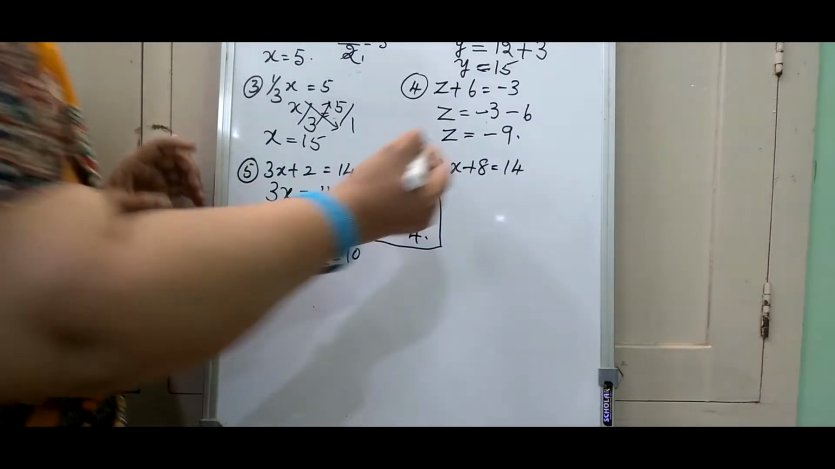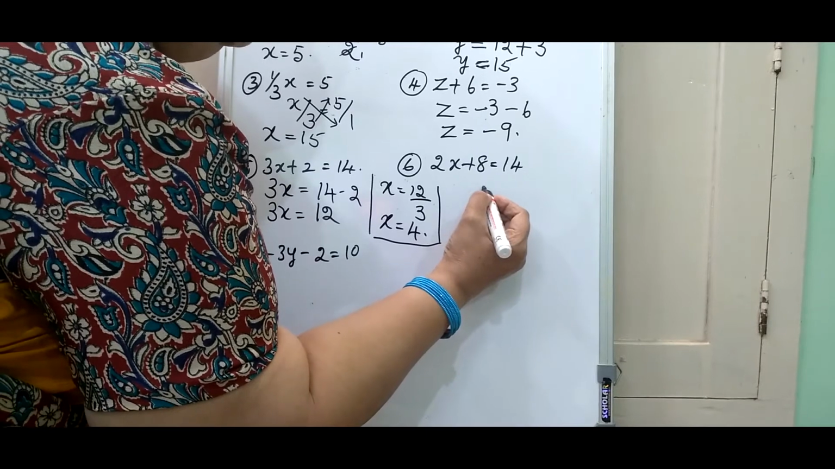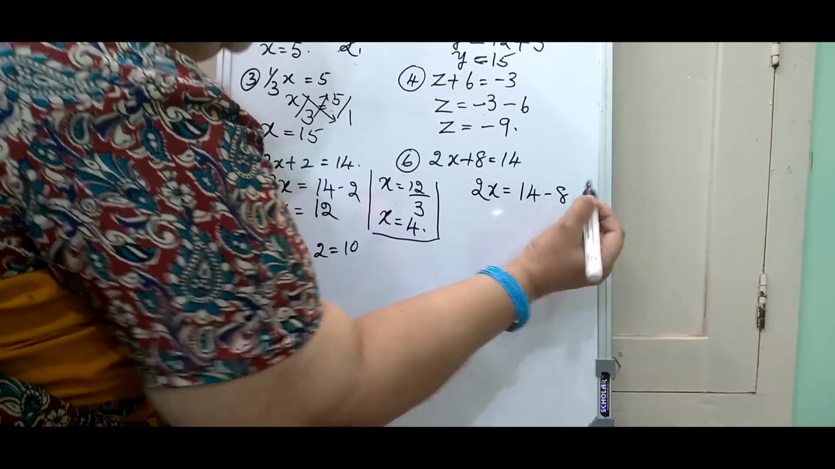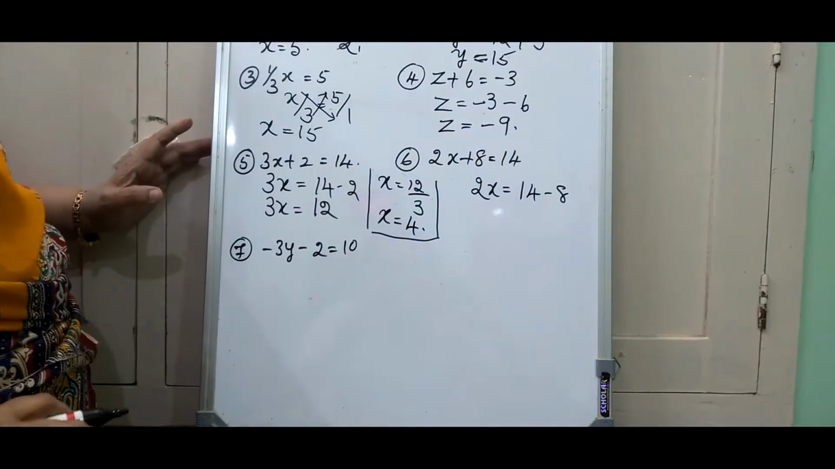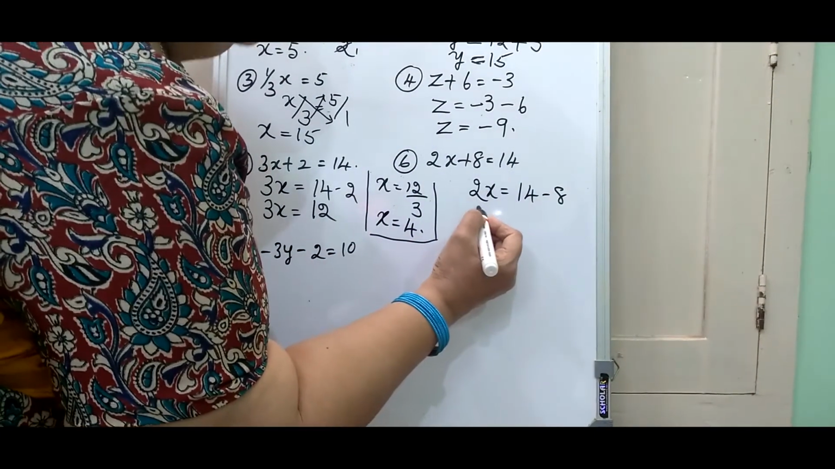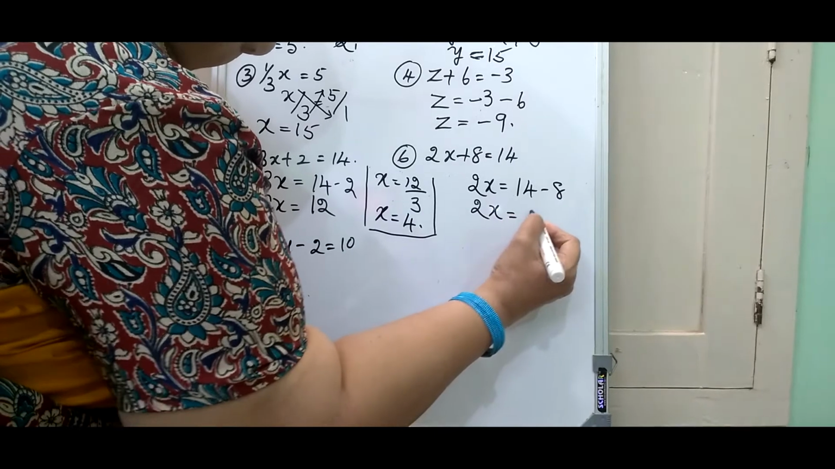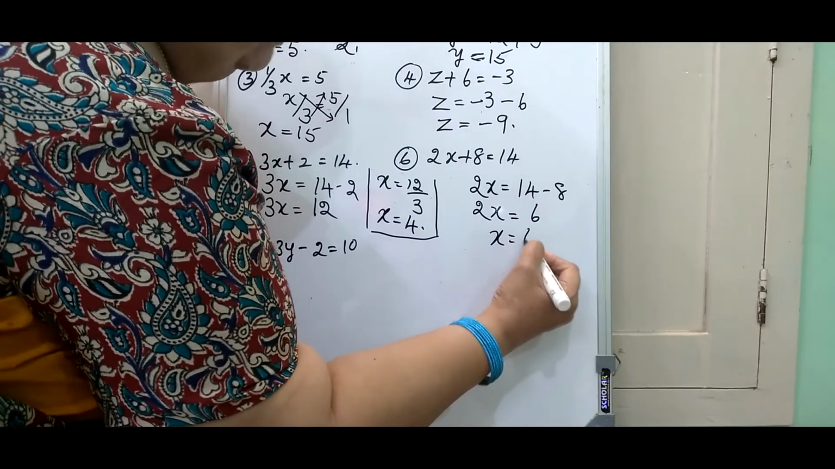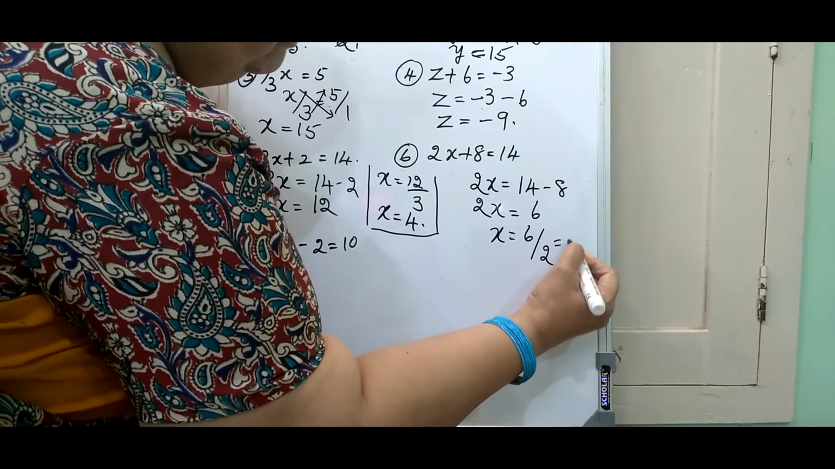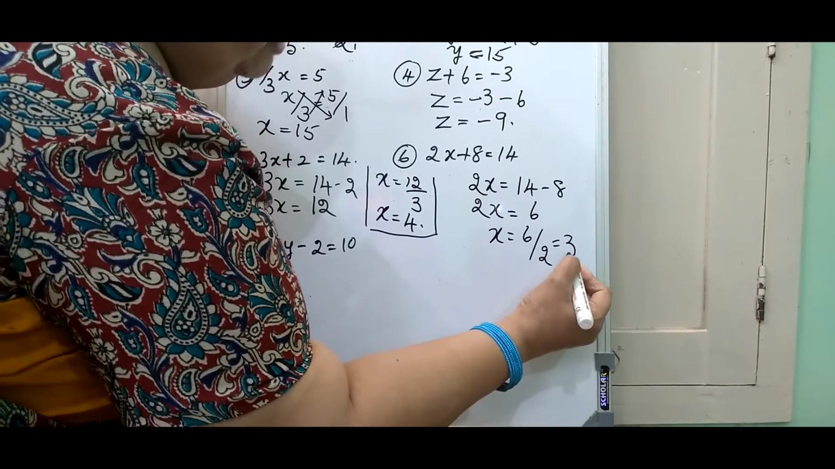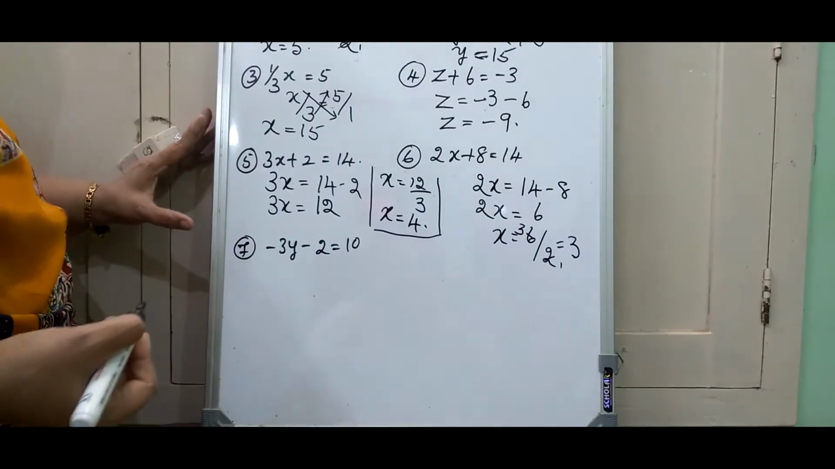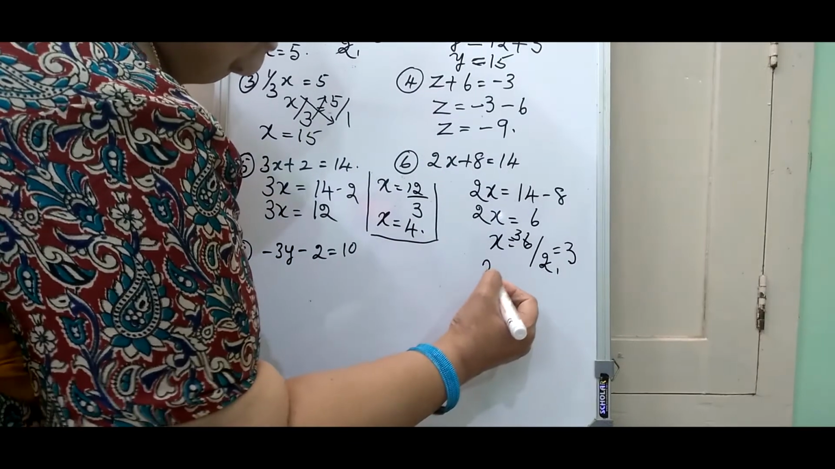Let us consider the next example. 2x will be equal to 14 minus 8. Plus 8 is again shifted to the other side. 14 minus 8 means it will be 6. So 2x is equal to 6 and x will be 6 divided by 2, which is nothing but 3. If you cancel this, 2 ones are 2 and 2 threes are 6. So x will be 3. The value of x is 3.